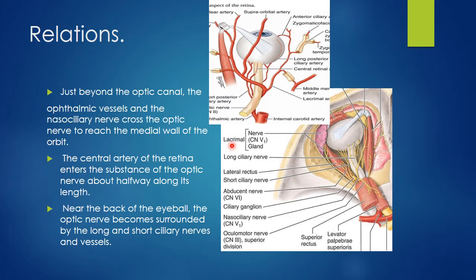Just beyond the optic canal, the ophthalmic vessels and nasociliary nerve, which are present initially on the lateral side of the nerve, cross the nerve from lateral to medial side. This is the nasociliary nerve, and this is the ophthalmic artery which crosses from lateral to medial side. The central artery of the retina enters the substance of the optic nerve about halfway along its length and enters the eyeball with it. While near the back of the eyeball, the optic nerve becomes surrounded by the long and short ciliary nerves and vessels.